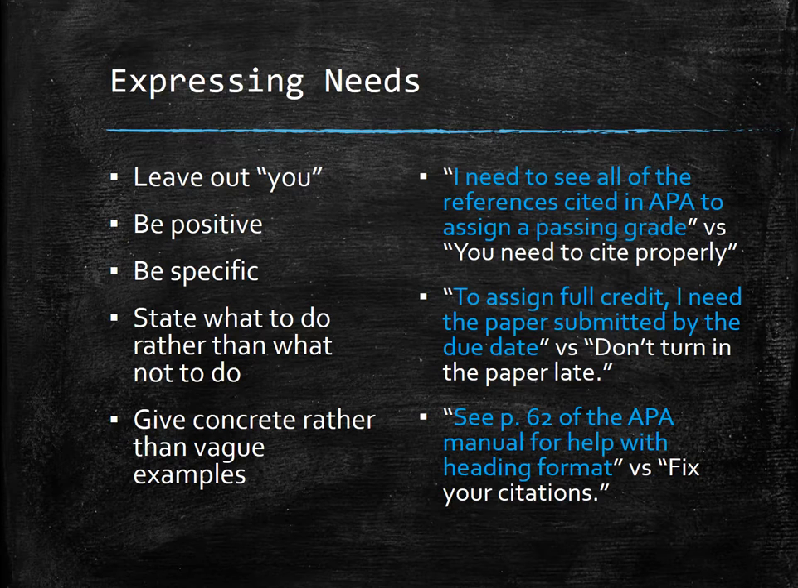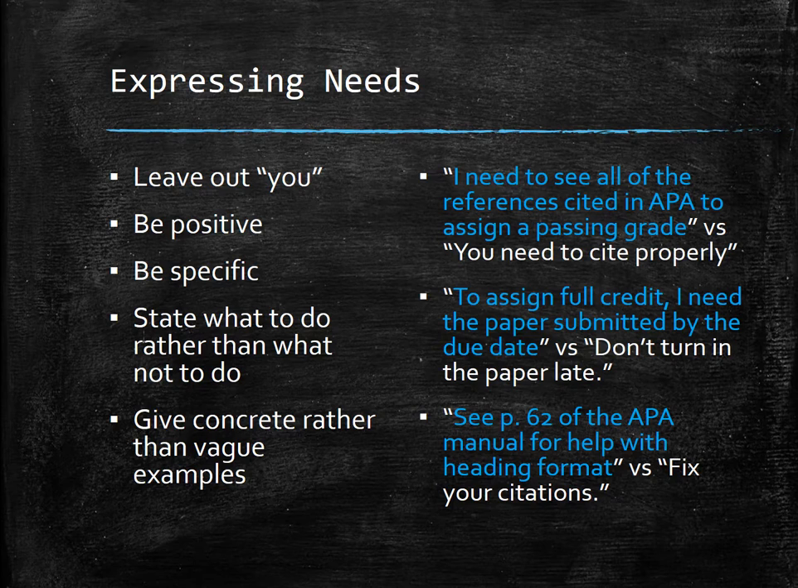And in the nonviolent communication model, another strategy that one can use is expressing needs, right? And again, we're using I statements here and we're leaving out you. It involves being positive, using positive language, being specific, explaining to people what to do rather than what not to do, and then giving very concrete rather than vague examples. So some examples here. Instead of telling students, well, you need to cite properly, we might say instead, I need to see all of the references cited in APA in order to assign a passing grade.